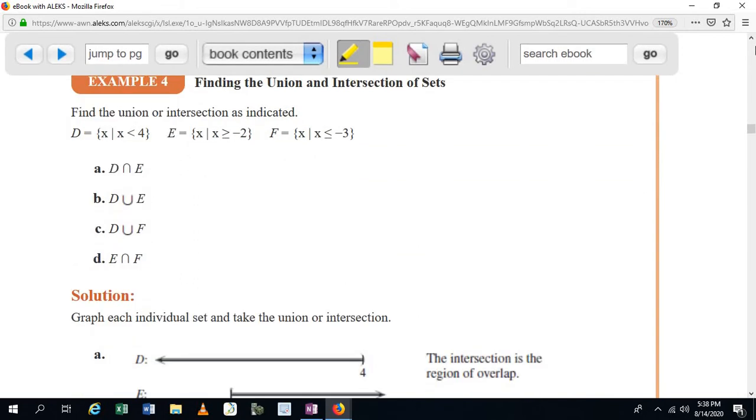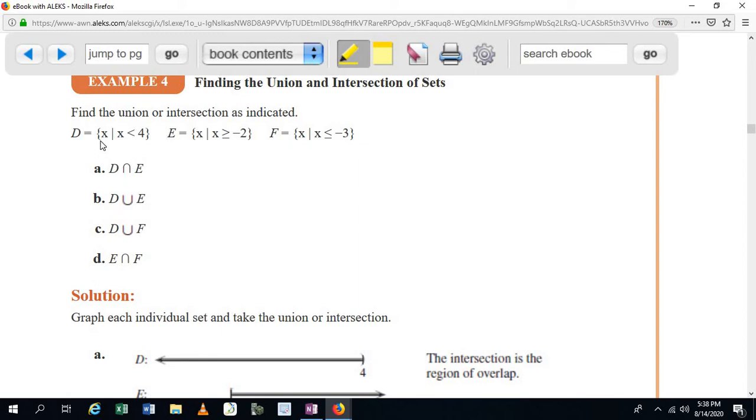Okay, so let's look at example 4. So we're given 3 different sets, D, E, and F, and we're supposed to find D intersect E first. Now probably what you want to do here is draw a number line out. It will help you to see where the intersection is.